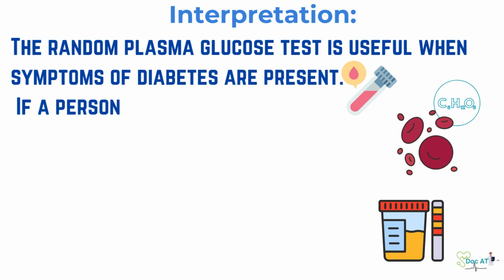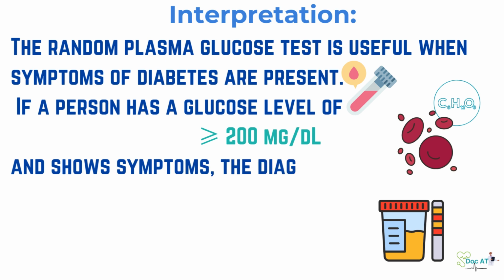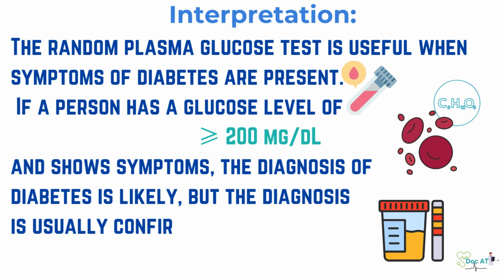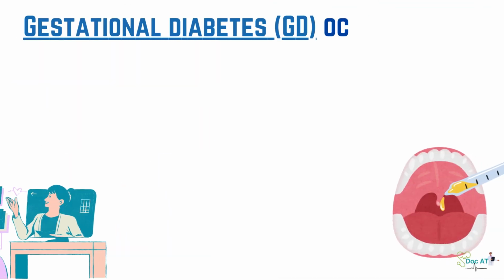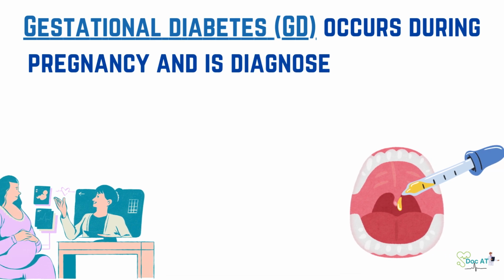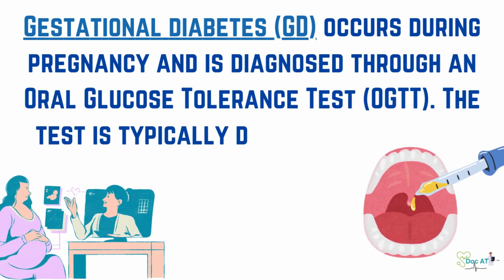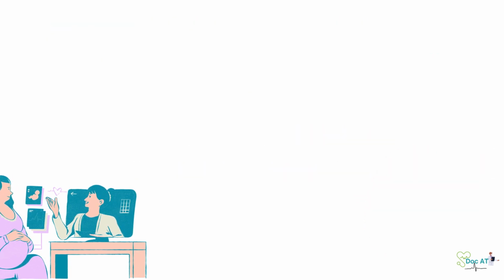If a person has a glucose level of greater than or equal to 200 milligrams per dl and shows symptoms, the diagnosis of diabetes is likely, but the diagnosis is usually confirmed with a follow-up test, e.g., FPG or HbA1c. Gestational diabetes diagnosis. Gestational diabetes, GD, occurs during pregnancy and is diagnosed through an oral glucose tolerance test, OGTT. The test is typically done between 24 to 28 weeks of pregnancy.